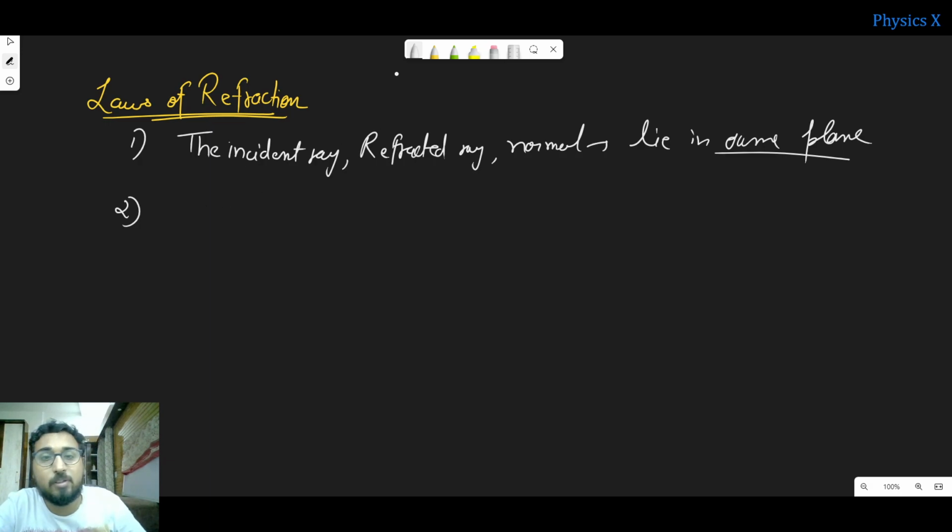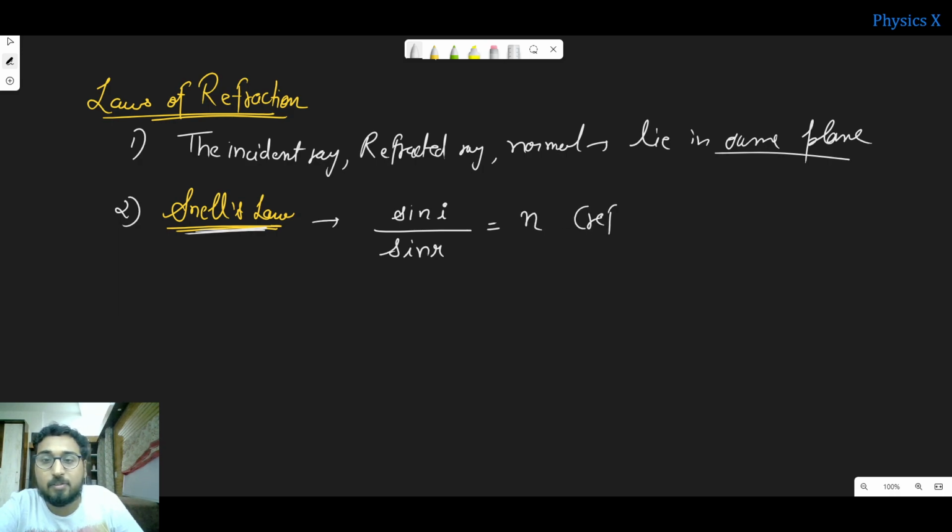The second law is a special law, and it is also termed as Snell's law. It actually defines the refractive index. So what does this mean? This law states that the ratio of the sine of angle i to the sine of angle r is equal to the refractive index of the material.